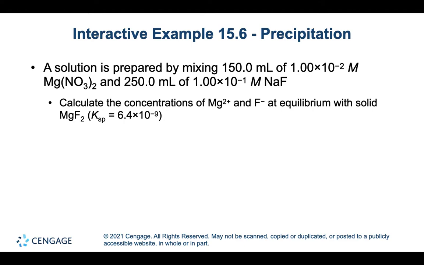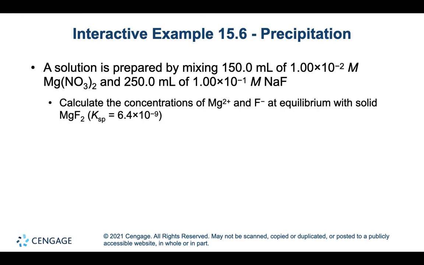Okay, so another quick example. This one's going to go a step further, in asking you to calculate what concentrations of magnesium plus 2 and F minus you're going to have after the precipitate forms. So instead of just saying, will a precipitate form, we're also going to do the stoichiometry to determine how much of each ion is present after the precipitation occurs. So we're adding an extra step to it.